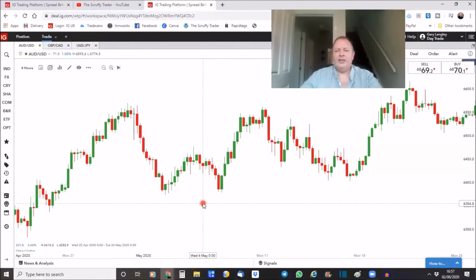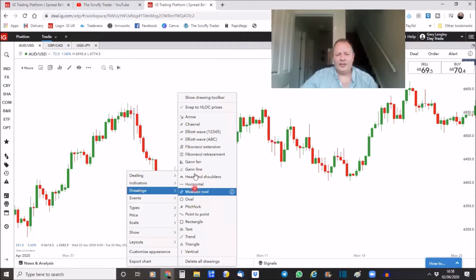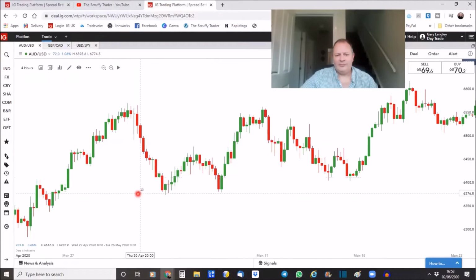Okay. Now, I've already decided that the dominant movement is long. So I'm now not looking for a retracement. I'm looking for an extension. And I'll use a Fibonacci again. Except this time, instead of using this leg, I'm now using the leg that I've just traded, which is this one here. Okay. And I get an extension.